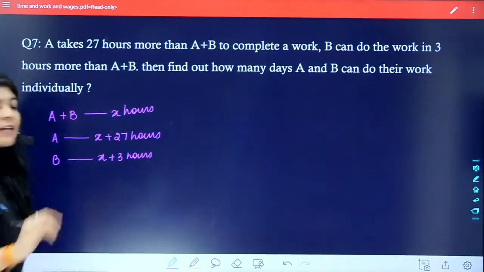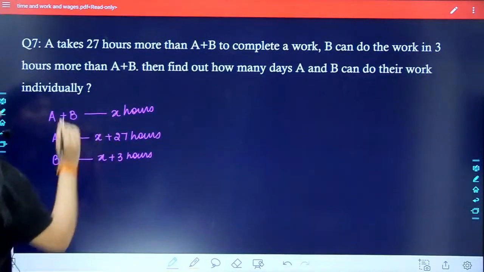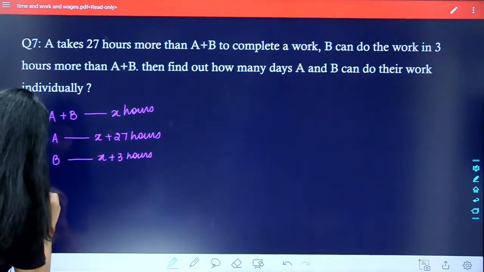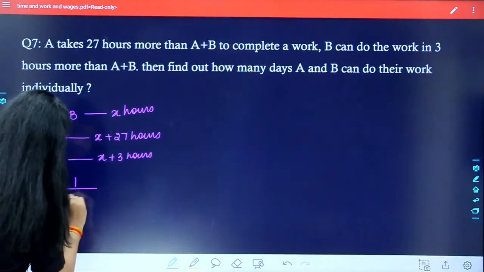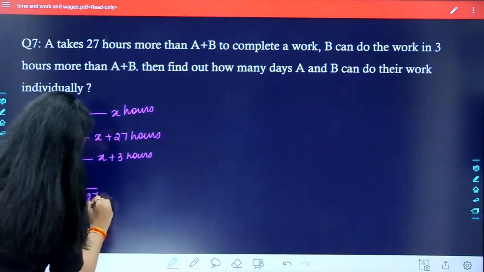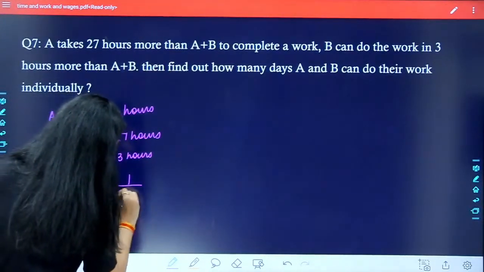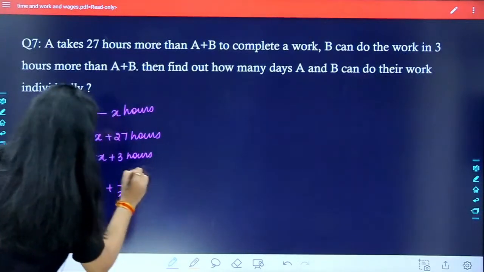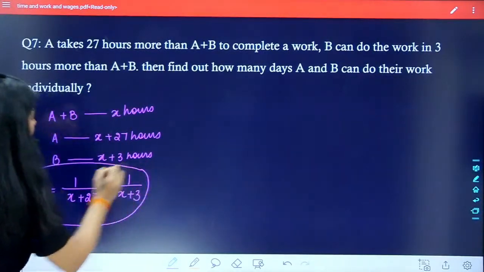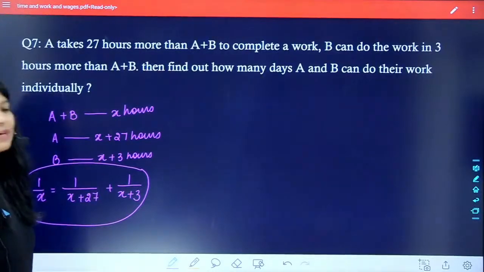Now, as per the conventional method, how am I going to solve this? 1 by X is equal to 1 by (X plus 27) plus 1 by (X plus 3). Now I have to solve this equation just to calculate the value of X.